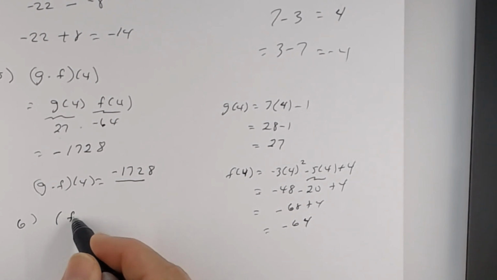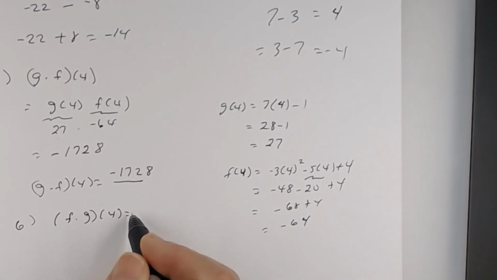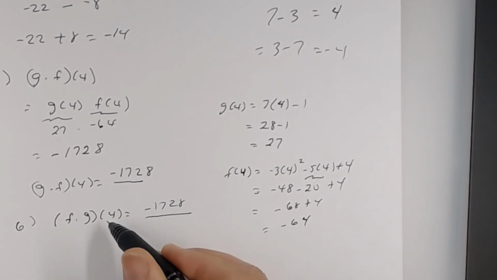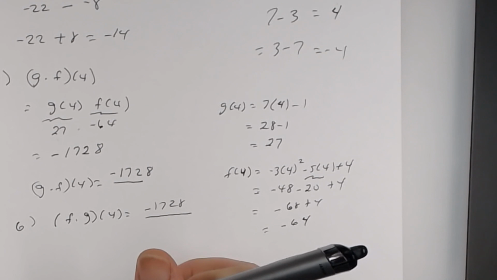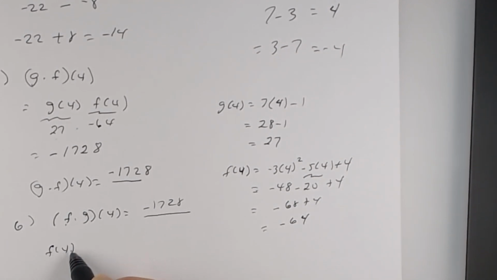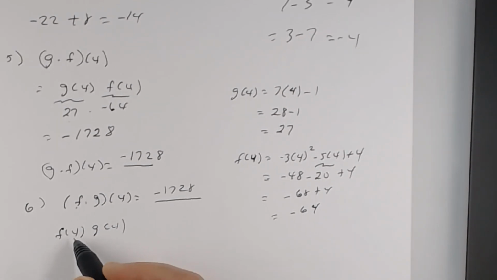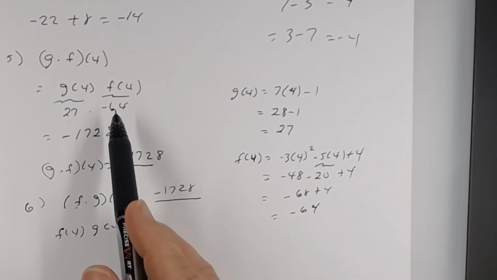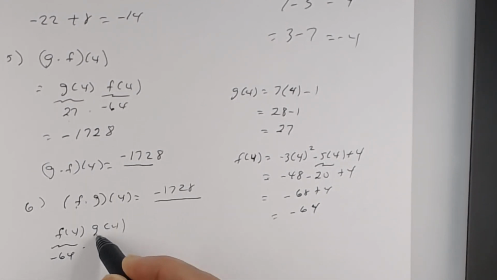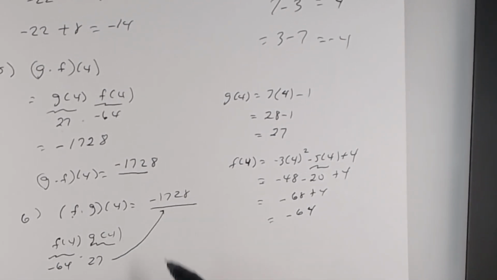All right, well, guys, if g times f evaluated at 4 is this, then out of curiosity, can you tell me what f times g evaluated at 4 is? The same thing, right? The same thing, because multiplication is commutative. And it kind of makes sense because even if you didn't know that multiplication was commutative, by definition, that would be f of 4 times what? G of 4. Well, you already found f of 4. What's f of 4? Negative 64. You already found g of 4. What's g of 4? 27. Isn't that product the same thing?